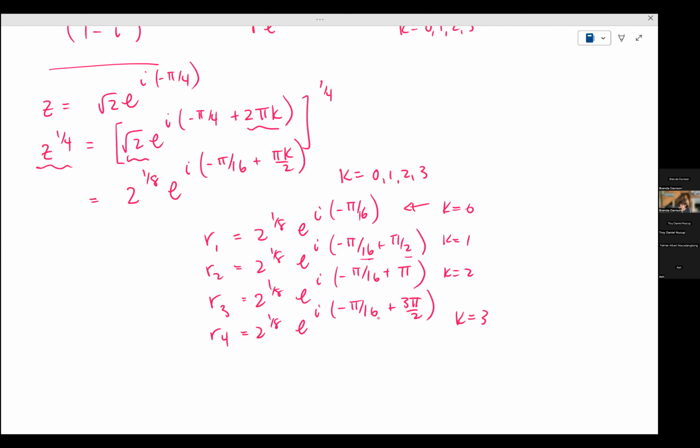And then, should you be asked for it, this would be the answer in polar format. And then if you want it in rectangular format, you'd have to go through and take the cosine and sine of each one of these angles separately.